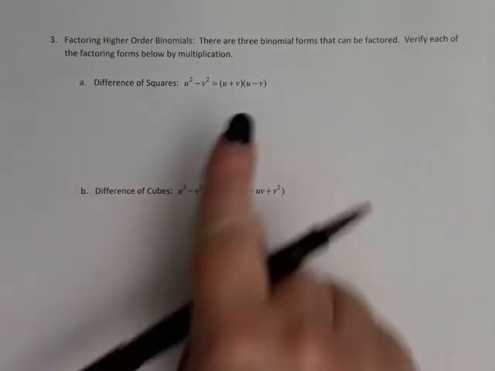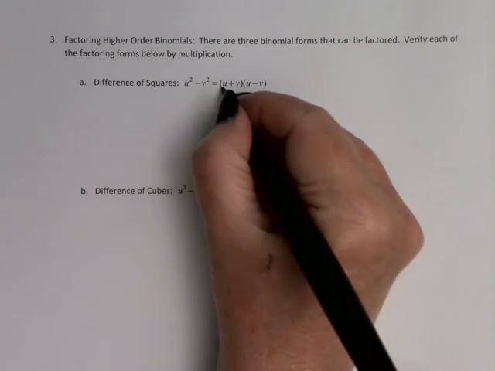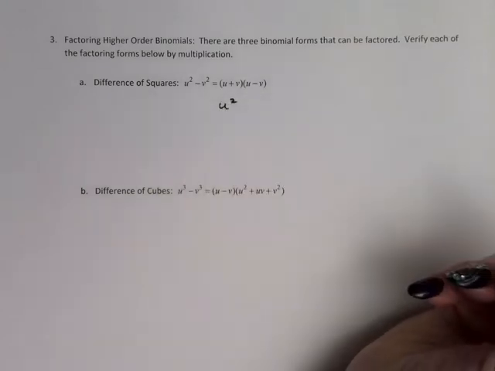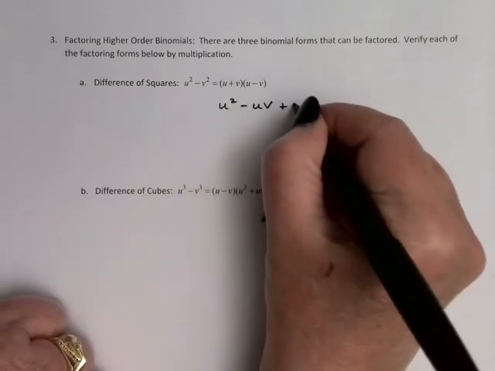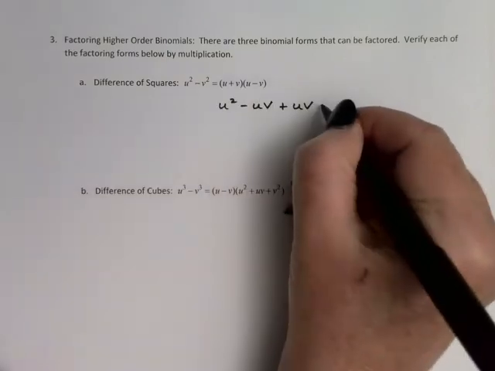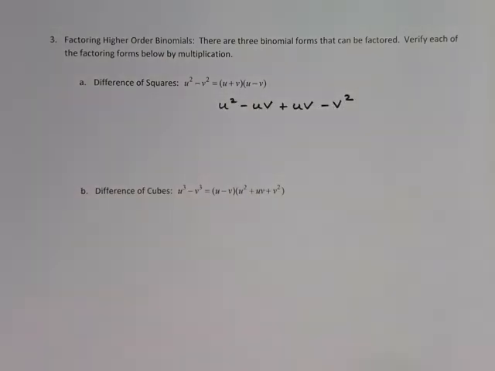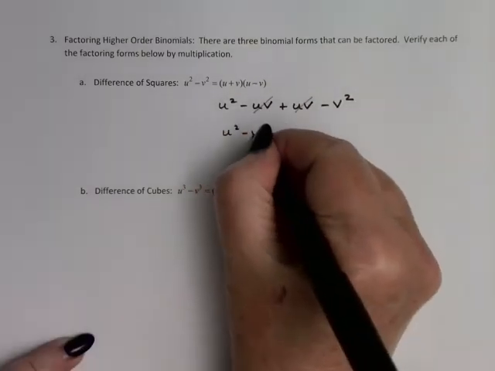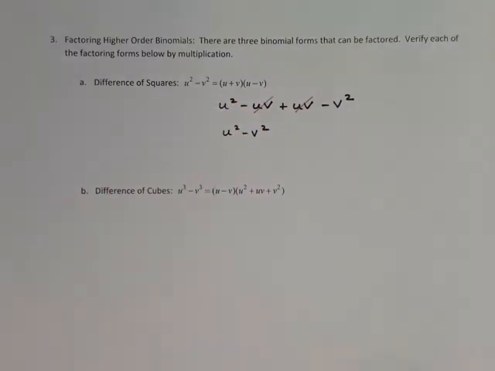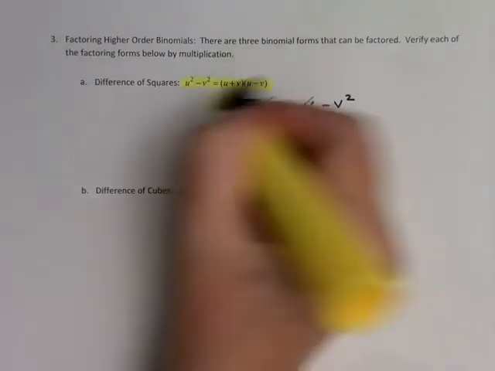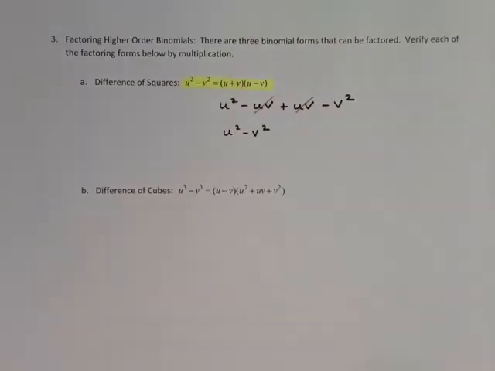Just to verify that it actually works, we could multiply this out using FOIL. U times u is u squared. From the outers, I would get minus uv, and from the inners, a plus uv. And in the lasts, we'd have a minus v squared. The middle terms add up to 0, so they're gone. And we get u squared minus v squared, just as we expected. So that's definitely a correct factored form. Again, notice we just were talking about this. It only works for the difference when the squares are subtracted. It does not work when you've got a sum of squares.